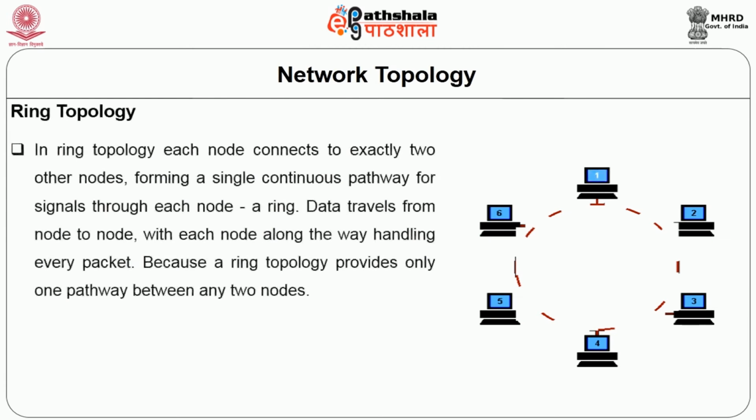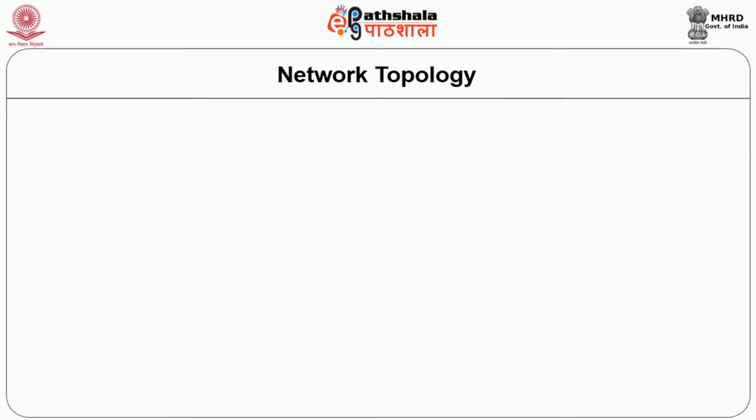Ring topology. In ring topology, each node connects to exactly two other nodes, forming a single continuous pathway for signals through each node, that is a ring. Data travels from node to node, with each node along the way handling every packet, because a ring topology provides only one pathway between any two nodes.